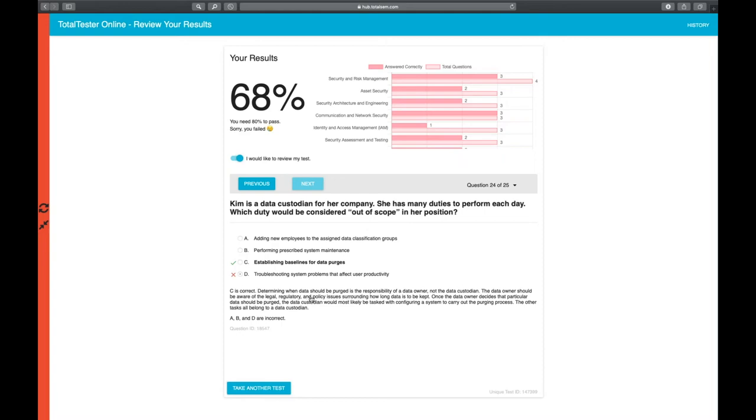Determining when data should be purged is the responsibility of the data owner, not the custodian. Data owners should be aware of the legal, regulatory, and policy issues surrounding how long data is to be kept. Once the data owner decides that particular data should be purged, the data custodian would most likely be tasked with configuring a system to carry that out.